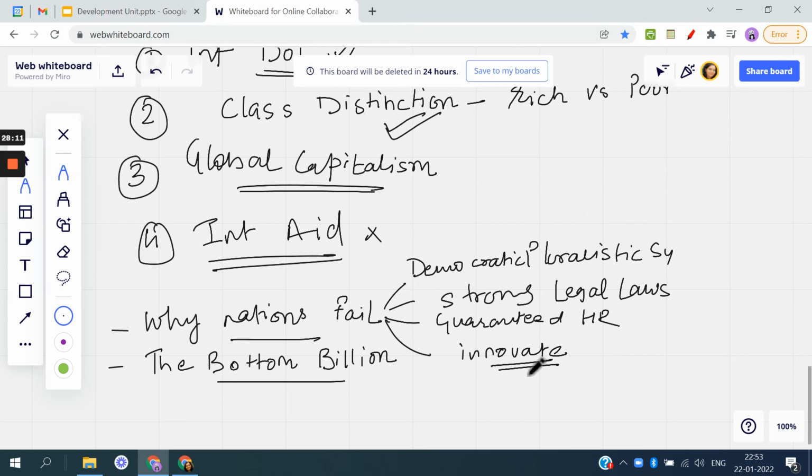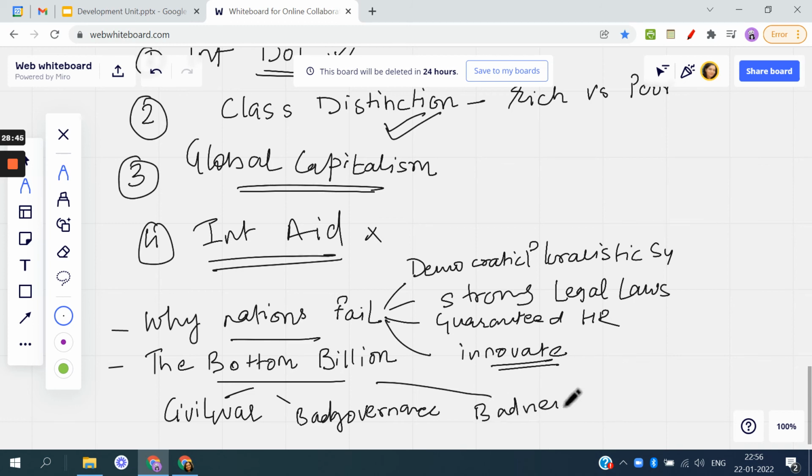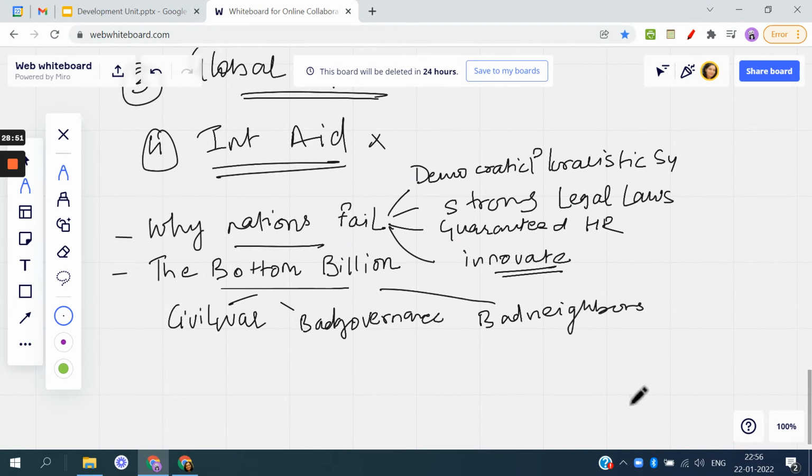Then you have the second one. This book also talks along similar lines, where it says there are different things which can play an important role in making a country poor. It could be civil war in that country, a continuous civil war, right? It could be bad governance, bad neighbors.